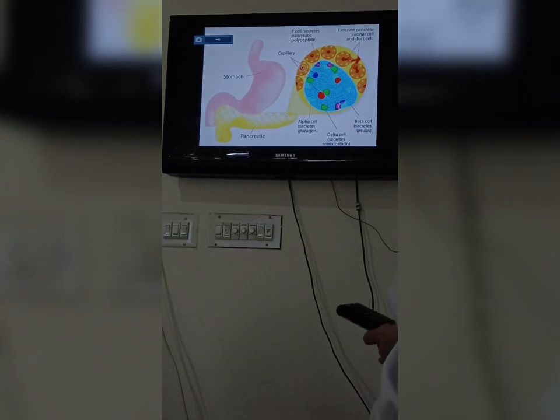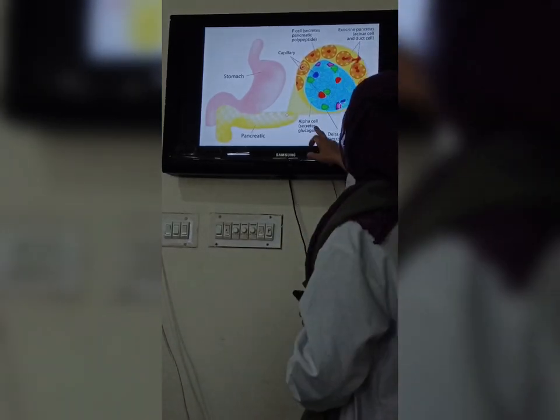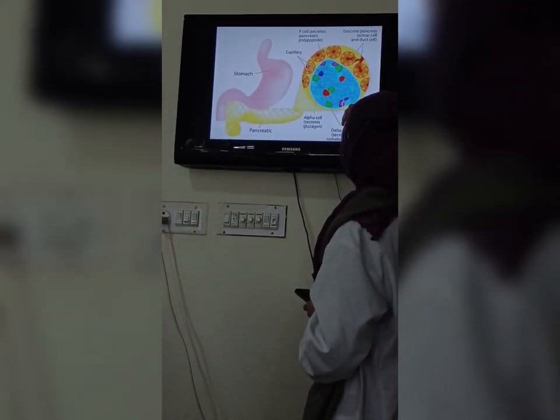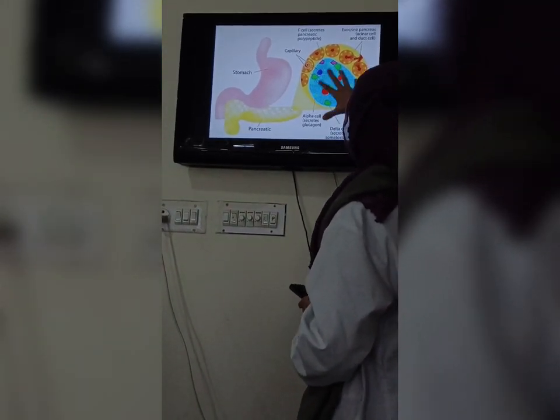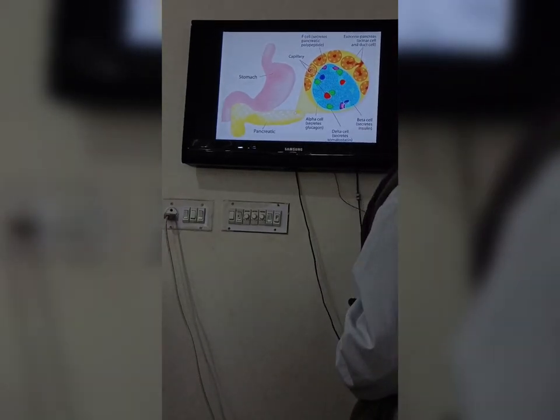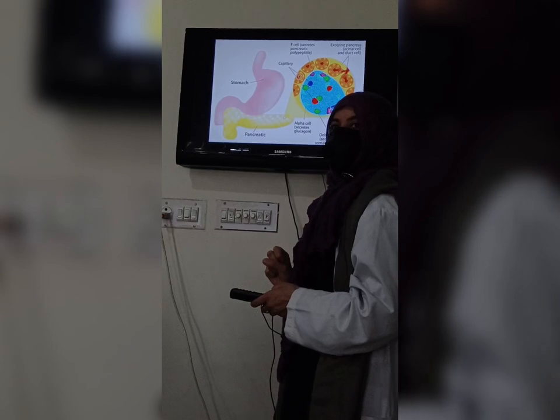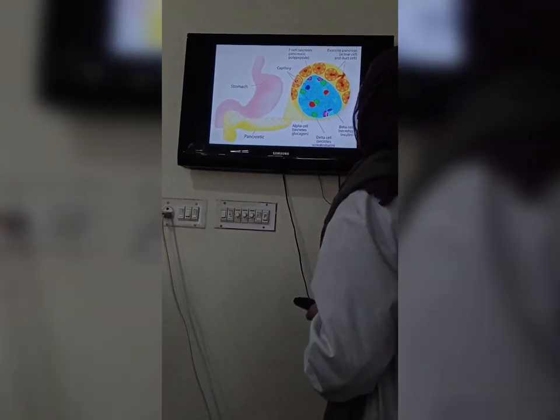Again, another picture to show you the alpha cells for glucagon, the beta cells for insulin, the delta cells for somatostatin. So this is how they are arranged, and the F cells secrete pancreatic polypeptide. They are called PP cells or F cells, right? One and the same thing.